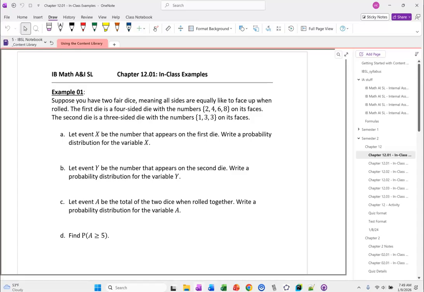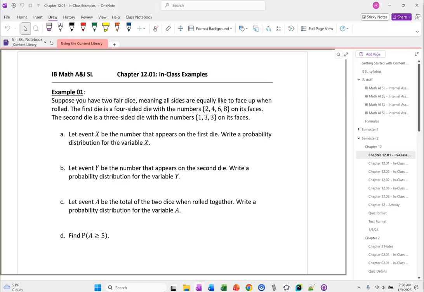First problem says, suppose you have two fair dice, meaning all sides are equally likely to face up when rolled. The first die is four-sided with the numbers 2, 4, 6, and 8 on its faces. The second die is three-sided with the numbers 1, 3, and 3 on its faces. Let x be the number that appears on the first die. Write a probability distribution for the variable x.